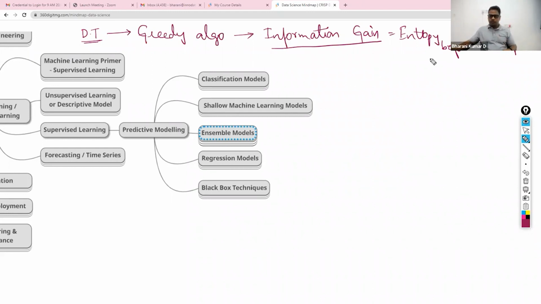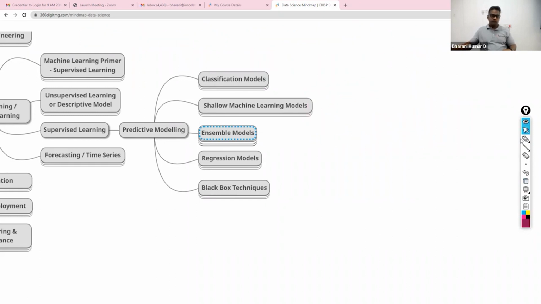Okay, what is the formula for entropy? Sum of i equal to 1 until n, probability into log of probability. This is a very important formula. Very, very important formula. Don't forget that, please. Okay. Now we need to get into ensemble methods.